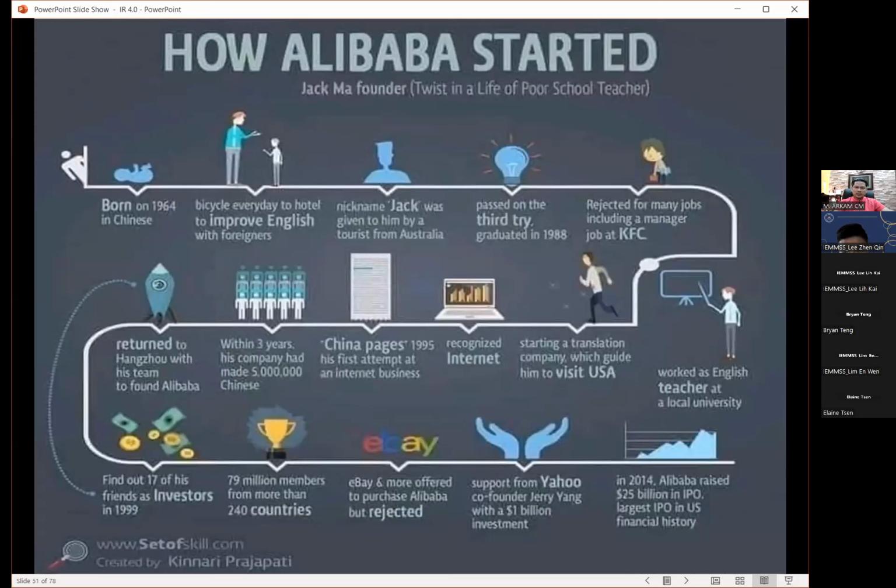So this is what we need to take into account, where you understand the system now. How Alibaba started from Jack Ma, the founder. Jack Ma in 1964, this is actually the Jack Ma story.